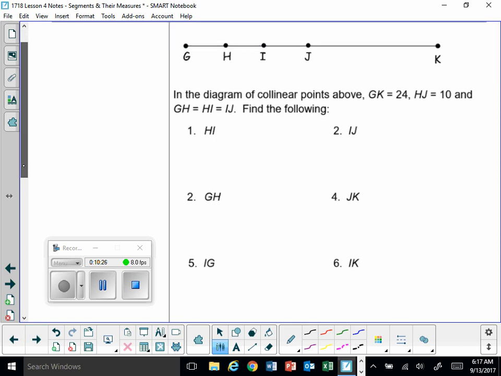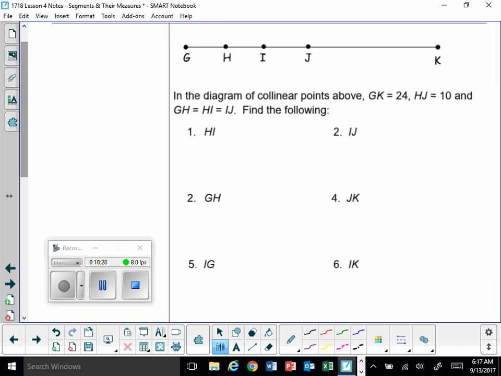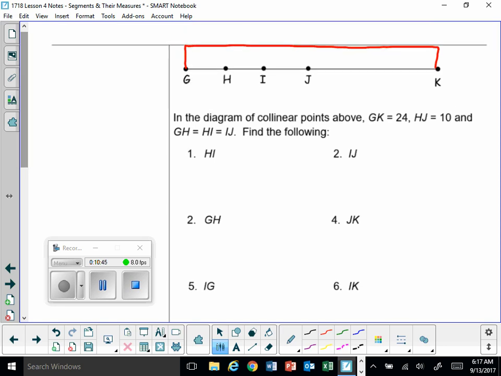All right, so in this diagram, I've got 6 questions, but we're using the same values for all 6. So I'm just going to draw on the diagram itself. Now, it says GK is 24. So this whole thing is 24. Then it says HJ is 10. GH equals HI equals IJ. What does that mean?